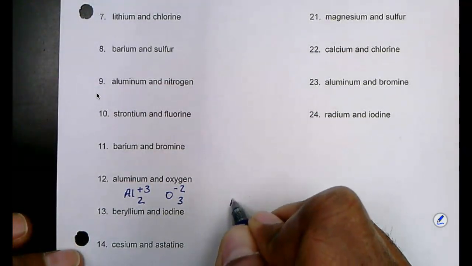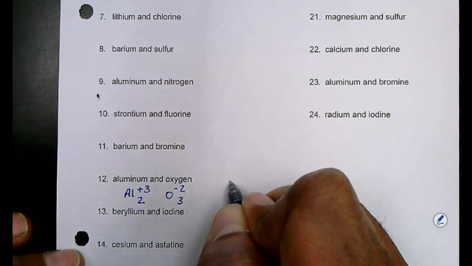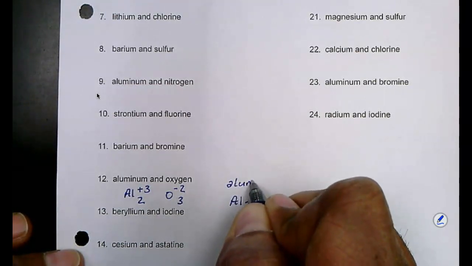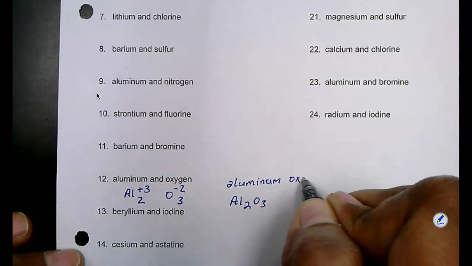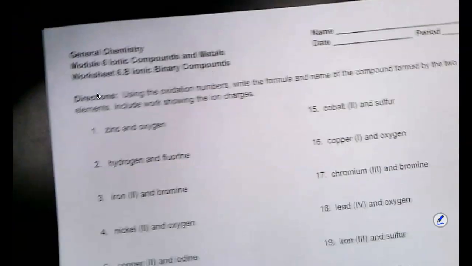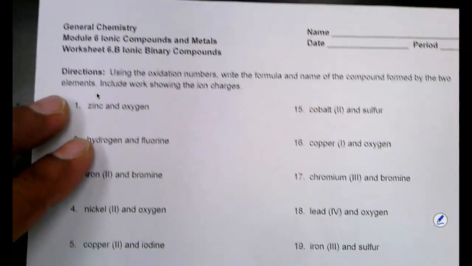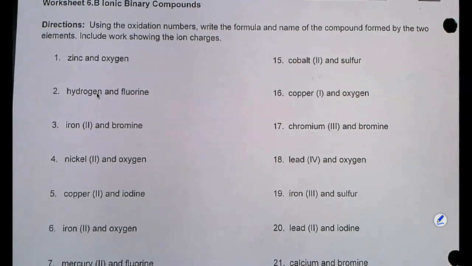So our formula is going to be Al2O3, and we're going to call this aluminum oxide. Remember to change that ending. Okay? So there's a couple examples. I want to go over to the other side. On the other side, there's going to be some examples with the Roman numerals. Okay? So here's your example.